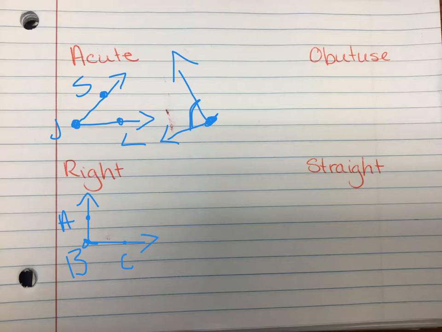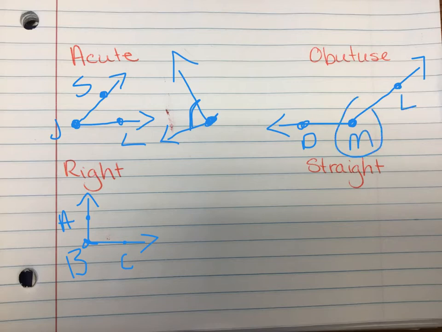Obtuse angles. So acute angles are angles that measure less than 90 degrees. And obtuse angles are going to be those angles that measure more than 90 degrees. We always have 3 points per angle. And when we name this angle, we have to make sure that we put the vertex letter in the middle. So I might name this angle, I would say this angle is angle DML. M is in the middle because it's the vertex angle.